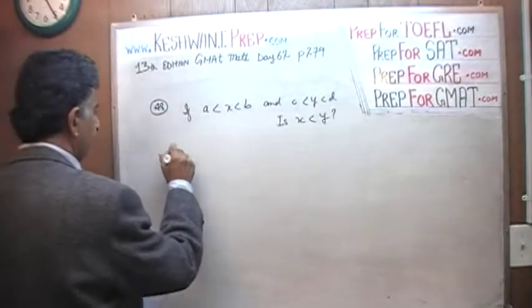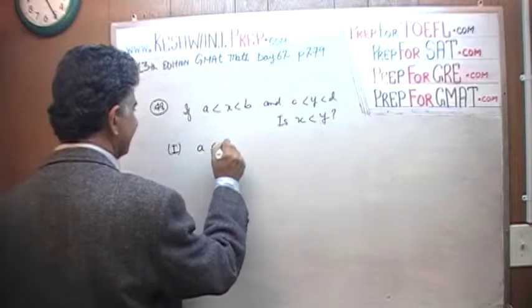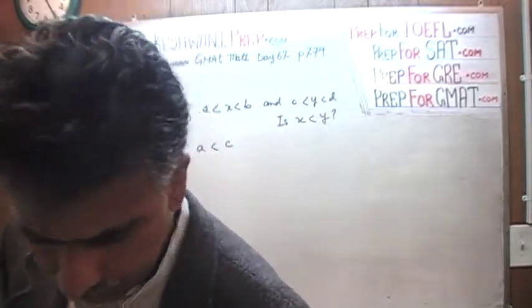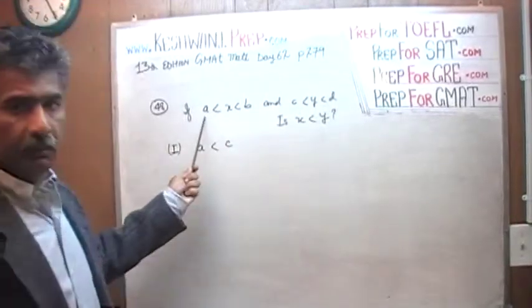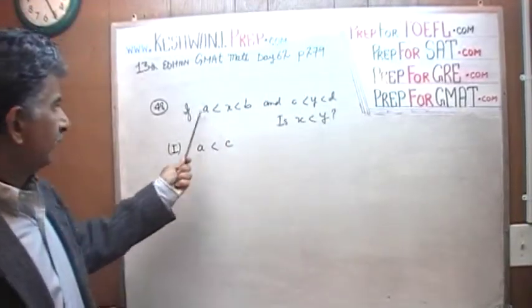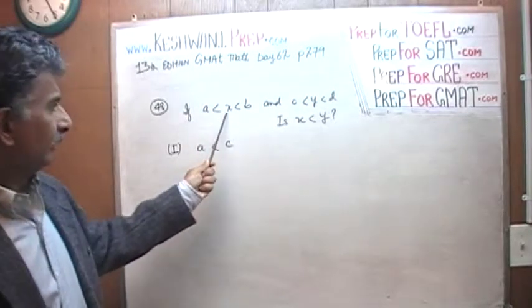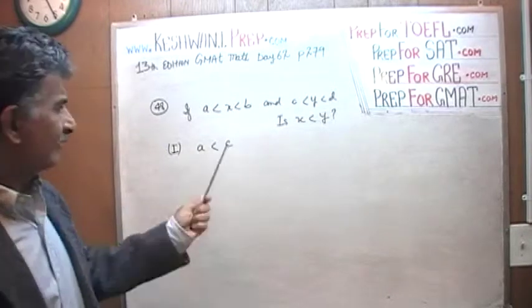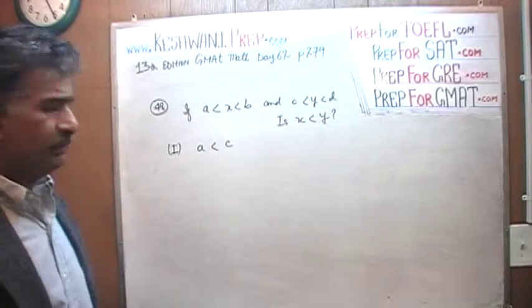In the first statement, they tell us that a is less than c. Let's think about it for a second. A and c are the lower bounds. Simply knowing that the lower bound of x is less than the lower bound of y, that in itself does not necessarily tell us anything at all about whether x is less than y. X could very well be more than y.